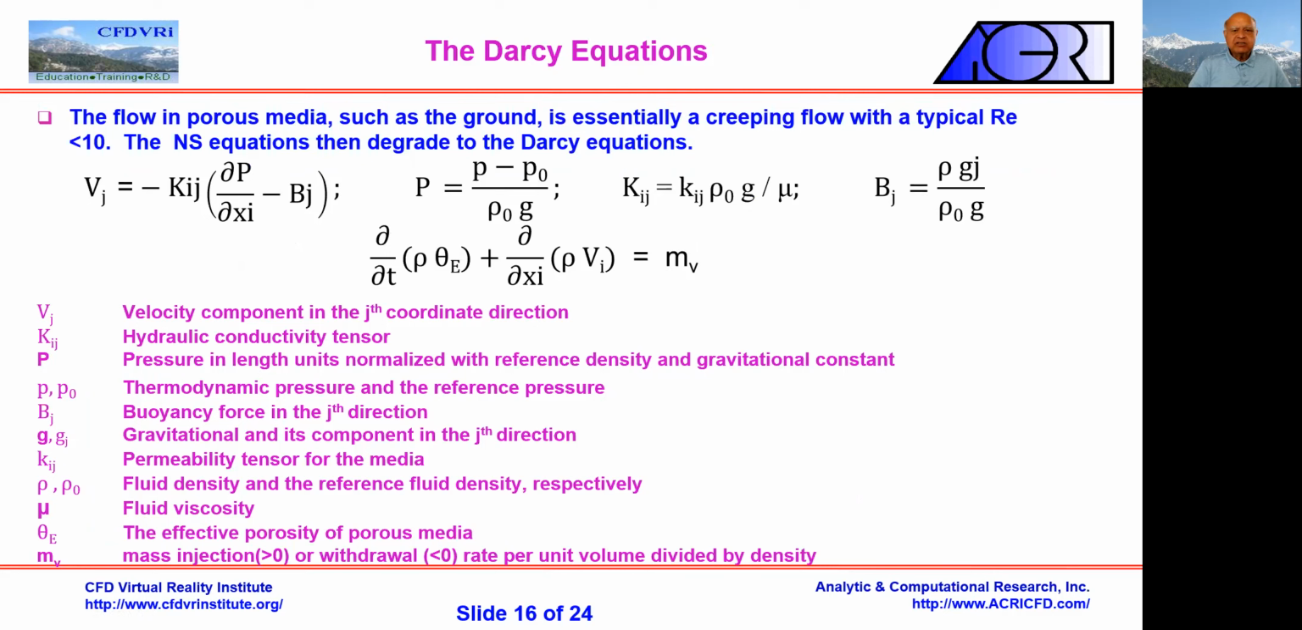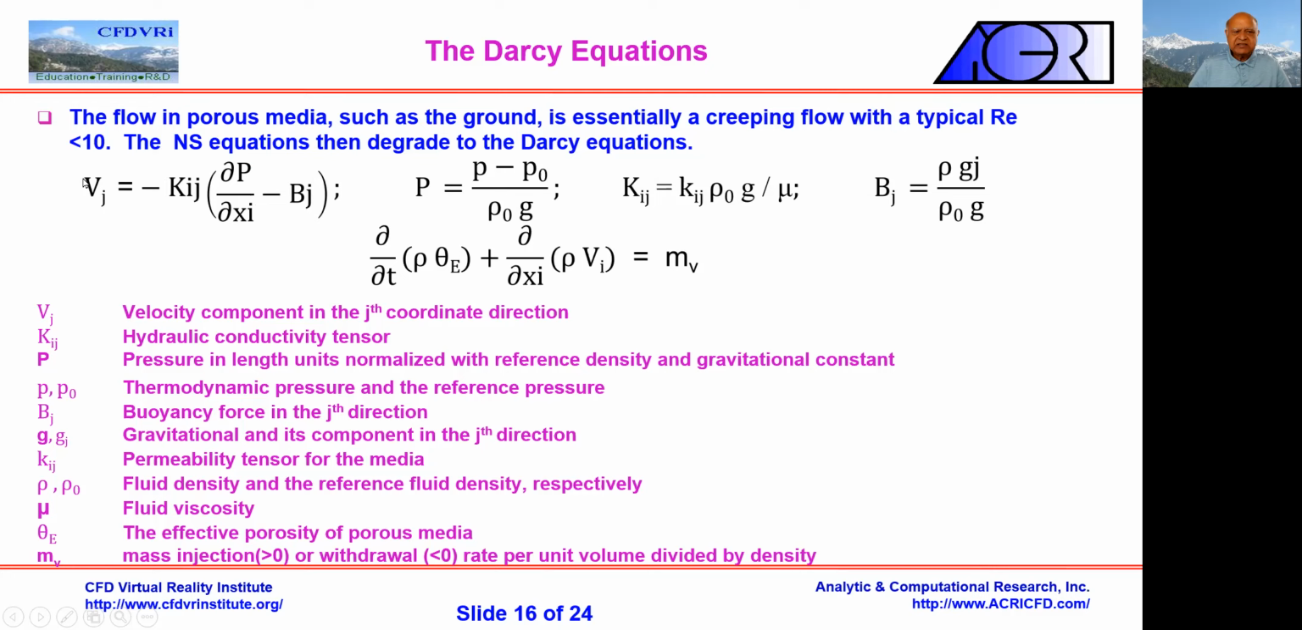The third approximation is at the other end of the equations, where we assume, let's take a porous media such as earth, ground. Now here, the water moves very slow. It's essentially a creeping flow. The typical Reynolds number is below 10 based upon the grain size. So the Navier-Stokes equations, then basically the momentum equation just degrades to this very simple form. Velocity is equal to a conductivity, a factor called hydraulic conductivity, times the pressure gradient and then the force due to gravity, that is, due to buoyancy.